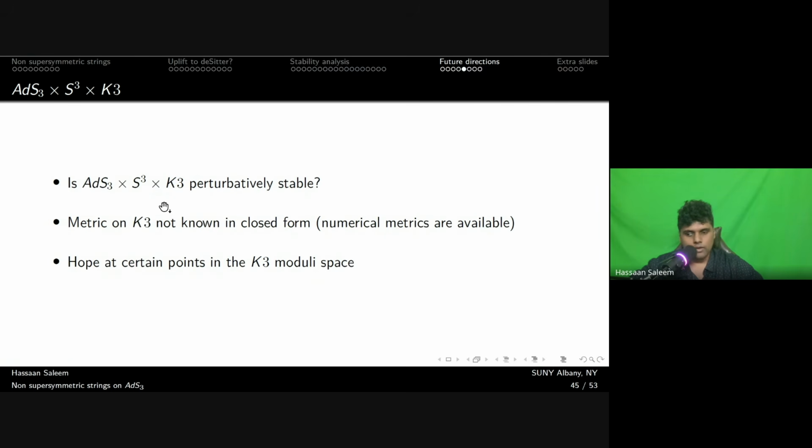Now, another question in our future plans is: what about AdS3 cross S3 cross K3? This was one of the motivations to study AdS3 cross S3 cross T4. But one thing about K3 is that we don't know the metric on K3 in closed form, but there is hope at certain points. For example, T4 over Z2 is a K3 point. It's called the Kummer point, if I'm not wrong. So that's one point that one can study. There are numerical metrics available on K3, but I don't know if they are useful enough for us to solve this problem.